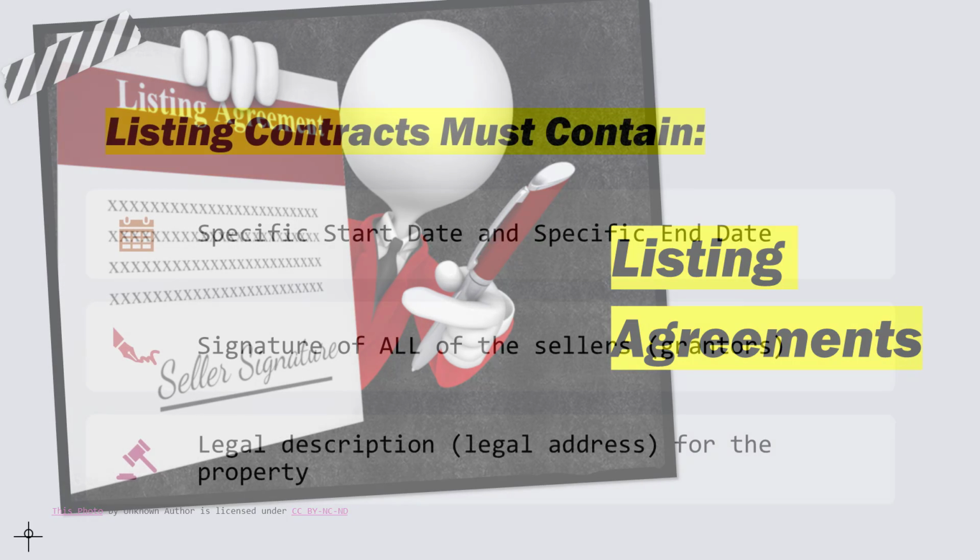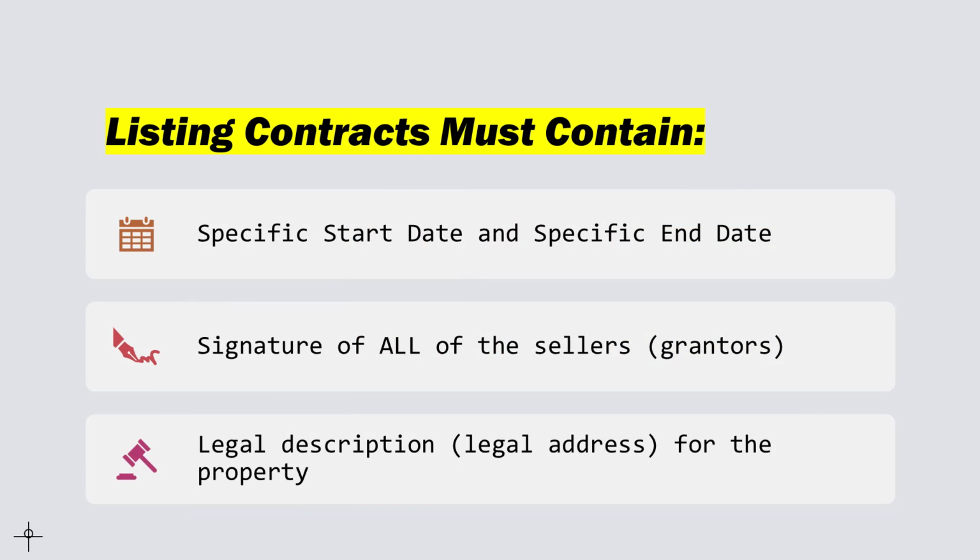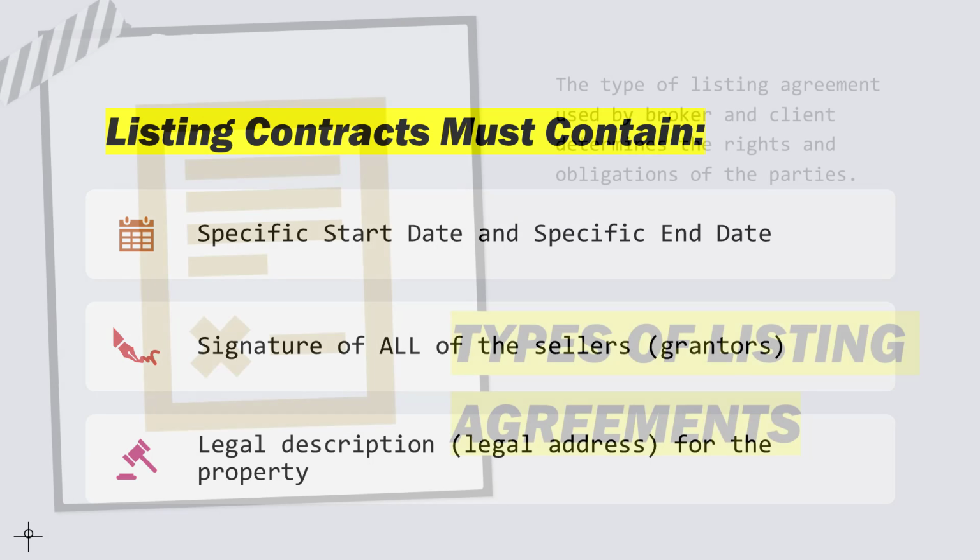The listing contract must have a couple other things. It must have a specific starting date and a specific ending or expiration date. It must also have the signature of all of the sellers. It must also state a legal description for the property. The listing contract will contain many other items, but these items are required for it to be legally enforceable.